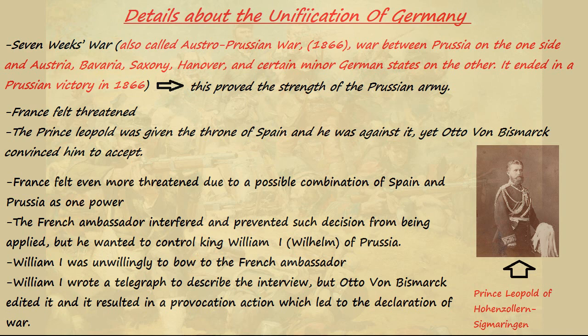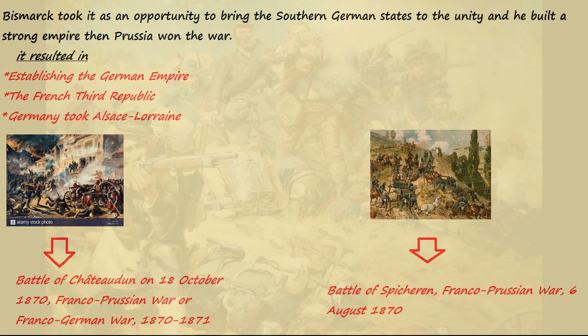Because when the French received the telegraph, it wasn't the original telegraph. It was edited by Bismarck in order to create a conflict between Prussia and France. So it resulted in France declaring war on Prussia, and Bismarck took it as an opportunity to bring the southern German states to unity. So here Bismarck gained more men, more capacity to defeat the French.